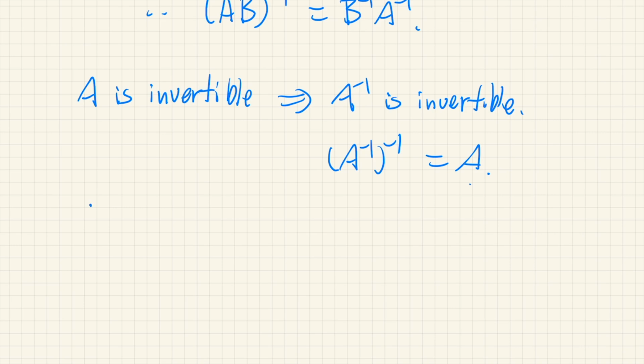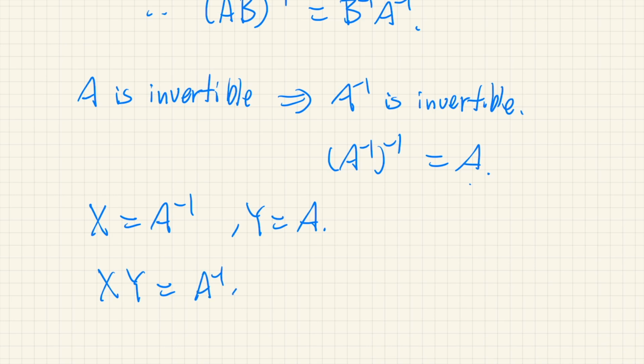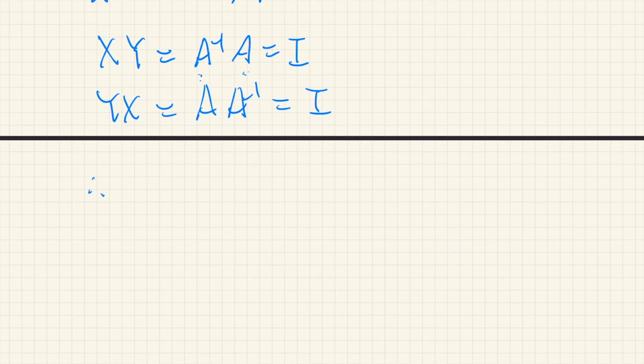In order to avoid the confusion, let's put X equal to A inverse and Y equal to A. And calculate XY, which is A inverse A, because we're just multiplying the inverse with A, so it's the identity matrix. And YX is equal to A A inverse, which is of course the identity matrix. Therefore, X inverse is Y, which is A, but X is A inverse. So the inverse of A inverse is the original matrix, and we are done.